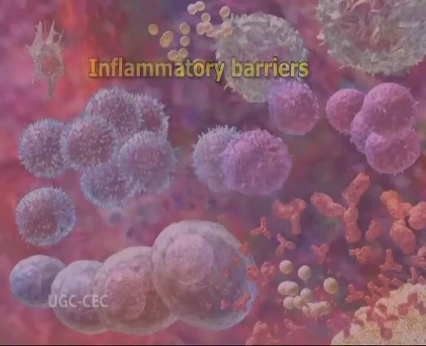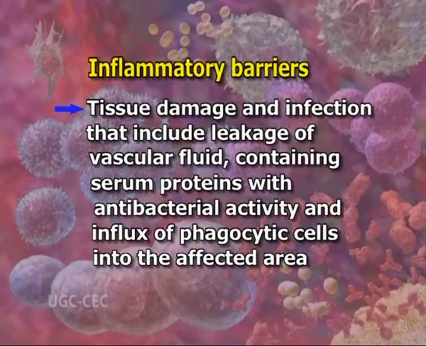Inflammatory barriers include tissue damage and infection that involve leakage of vascular fluid containing serum proteins with antibacterial activity and influx of phagocytic cells into the affected area. Inflammation is stimulated by chemical factors which are released by injured cells and serves to establish a physical barrier against the spread of infection and to promote healing of any damaged tissue following the clearance of pathogens.